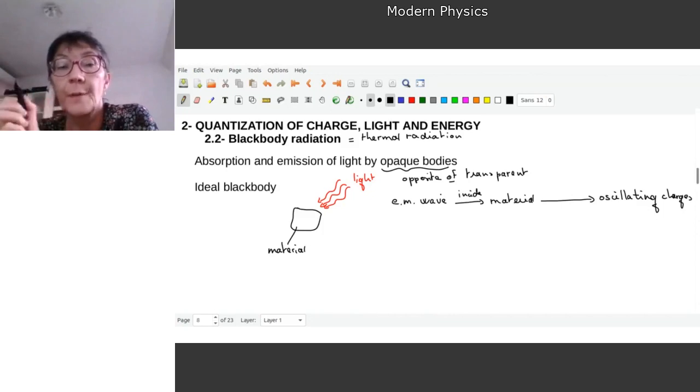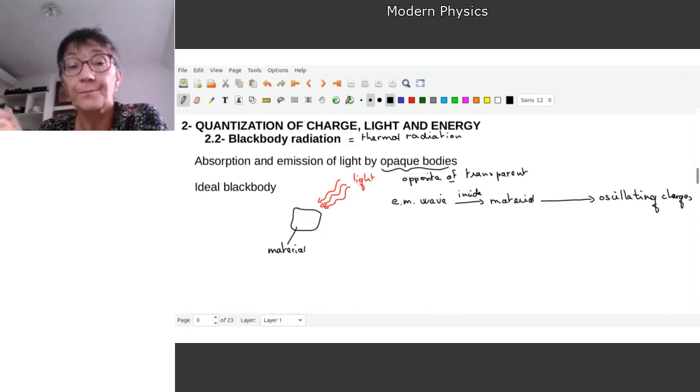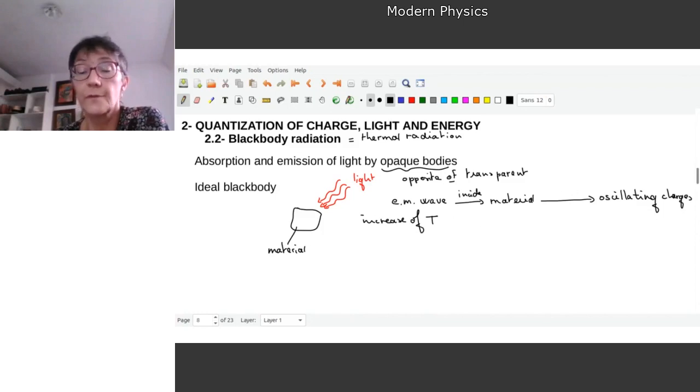And so you remember from kinetic theory of gas, for example, but you can use it also for solid materials, when you have the oscillation of the atoms, for example, this is related to the temperature. So higher amplitude of oscillation will lead to an increase of the temperature of the body, and so you have increase of temperature of the body due to this interaction. But on the other hand, you have also a decrease of temperature.